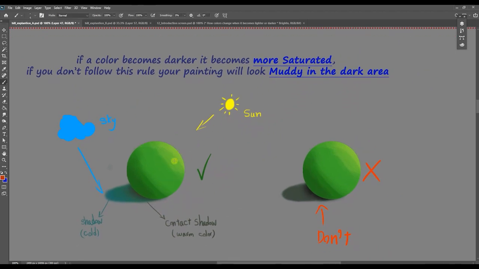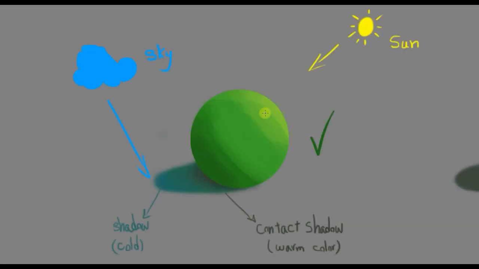Look at this example. The warm light of the sun hits this green sphere. It becomes brighter and less saturated, and hue shifts from green to yellow. The shadow area is lit by the blue sky. It is lit by the indirect light of the sky. It is not a direct light from the sun. In the shadow area, we have blue because the sky is blue. So we have a cold shadow.